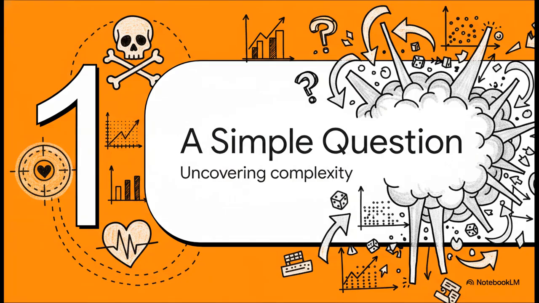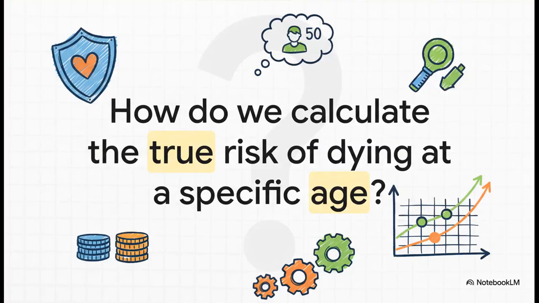All right, let's jump right in with what feels like a simple question. I mean, figuring out mortality risk should be basic arithmetic, right? But as you're about to see, there's a whole world of hidden complexity just beneath the surface that can trip up just about anyone. So, here's the core question.